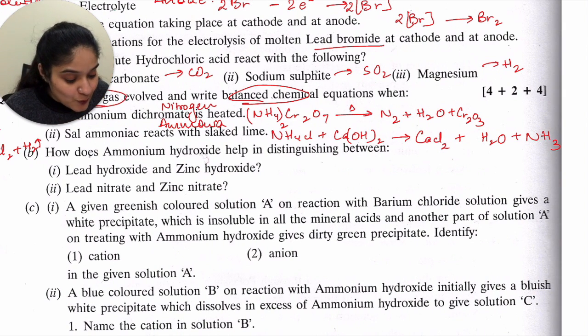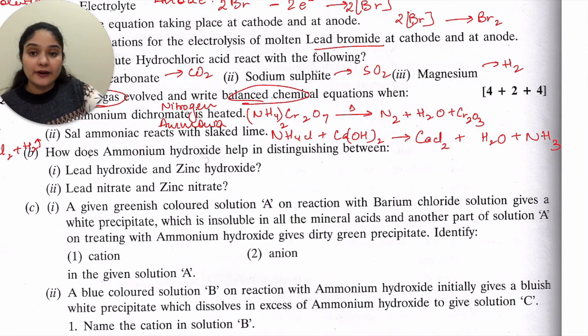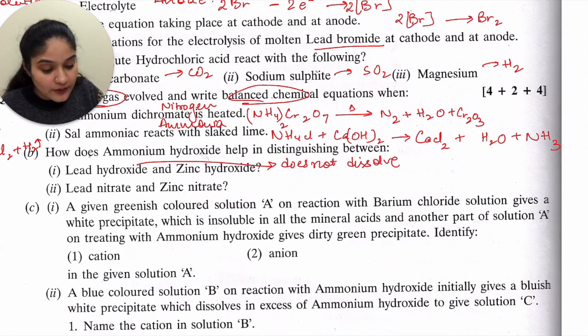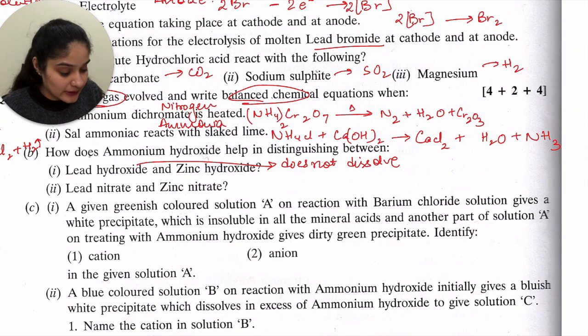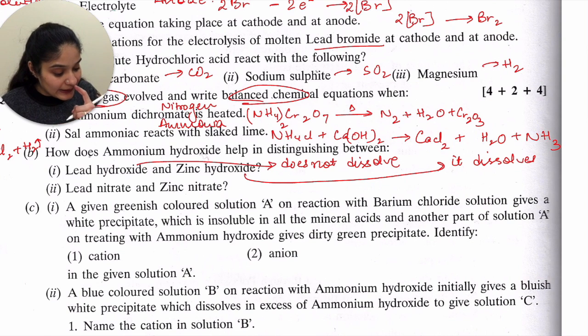Now how does ammonium hydroxide help in distinguishing between lead hydroxide and zinc hydroxide? So lead hydroxide, we will say it does not dissolve. Then you have zinc hydroxide. It dissolves on adding ammonium hydroxide. So you will say it dissolves. This is your distinguishing.